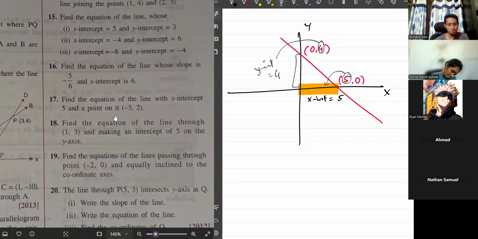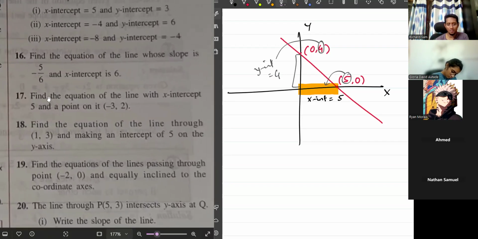Can we do 17? You're looking at this? Yes, sir. Yeah, even I'm looking at this. Do this question 17 in my book. Draw a rough diagram. You'll understand which formula to use.